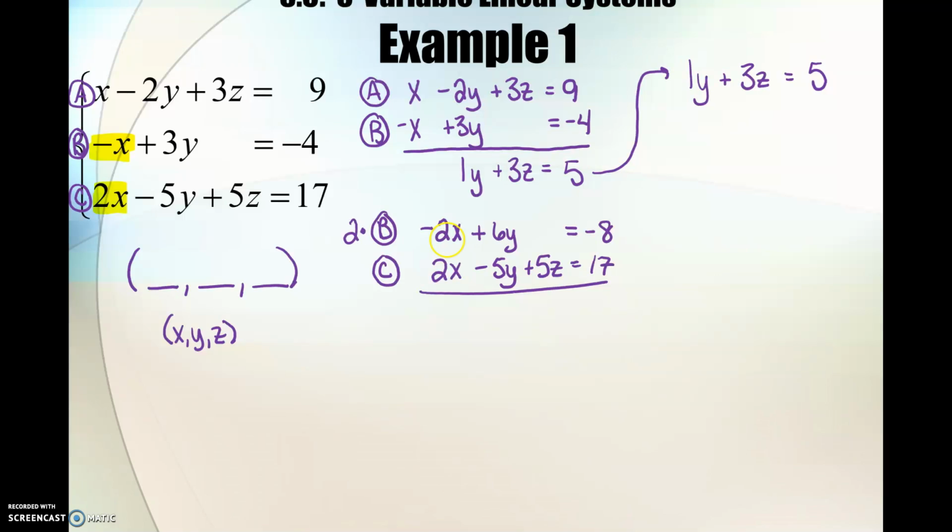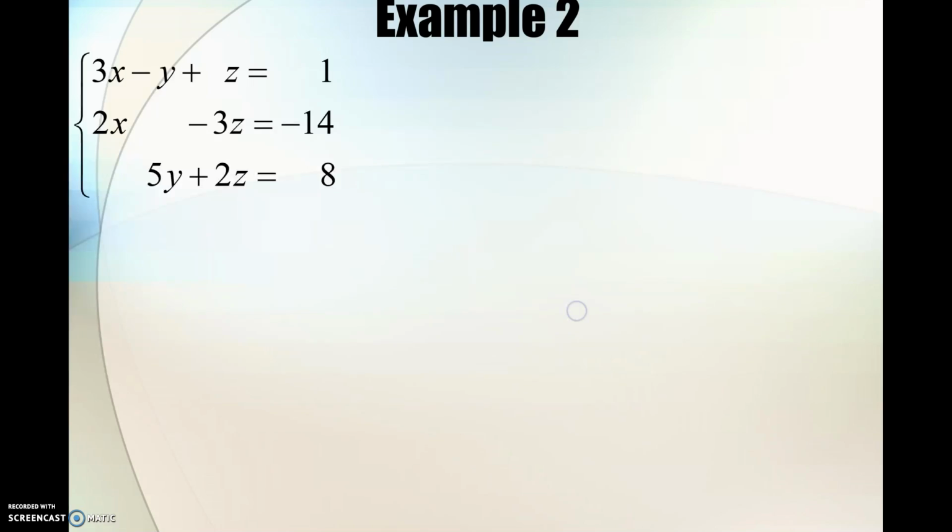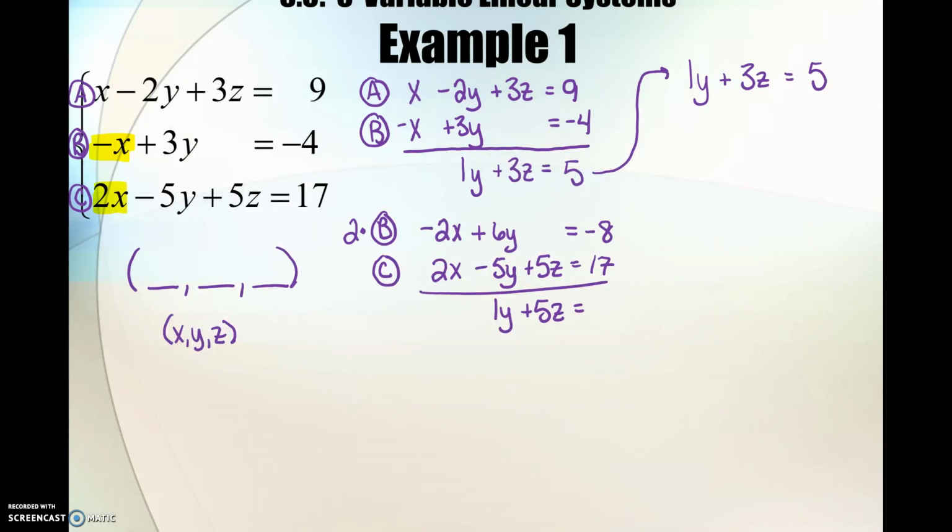And now we're ready to eliminate. Negative 2x, positive 2x, the x eliminates, that's what we wanted. 6y, negative 5y, that is 1y. Nothing and 5z is 5z, and, sorry, negative 8 and 17 is 9. I'm going to put this one up here on the shelf with the other one.